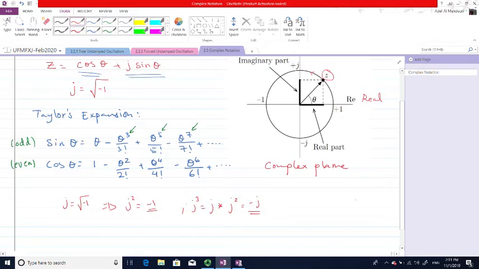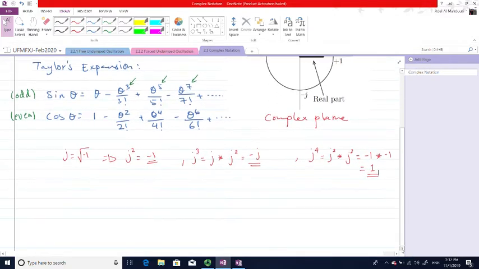Also, if we think about j to the power 4, it is very obvious: j to the power 2 multiplied by j to the power 2, so we have -1 multiplied by -1, which gives us +1 as a solution. We need to understand all of these terms, j squared, j to the power 3, and j to the power 4, so that we can implement them in this Taylor expansion.